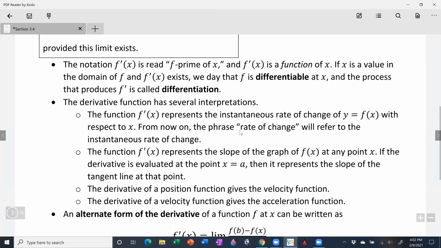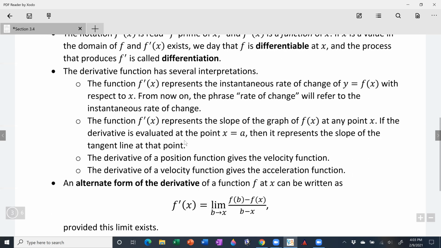If they put the word average in front, average rate of change, then you actually just work out the average rate of change formula. So rate of change is now going to be instantaneous rate of change from now on. The function f prime of x represents the slope of the graph of f of x at any point x. That's going to be the power of the derivative, because we can find out what the derivative is, and then we can plug in values of x. And so we can quickly, immediately, find out the slope of tangent lines all over the place, wherever we want. That's why the function f prime of x is so powerful, because you can instantly start plugging different values of x equals a into the derivative, and then we get the slope of the tangent line at that point.